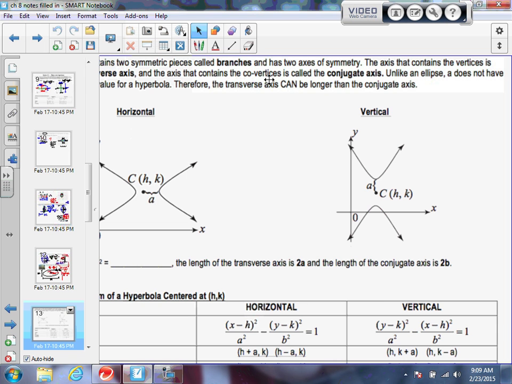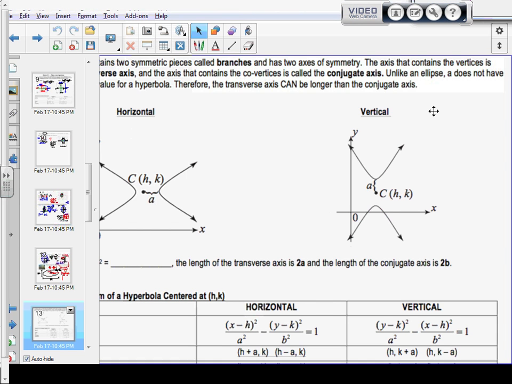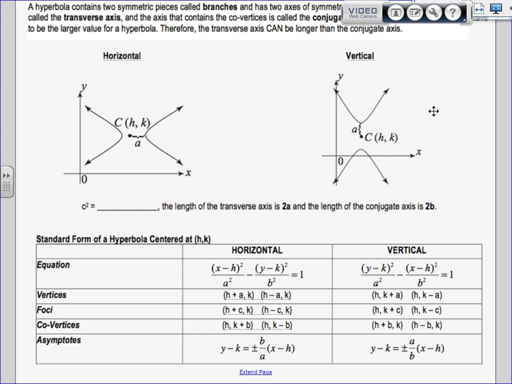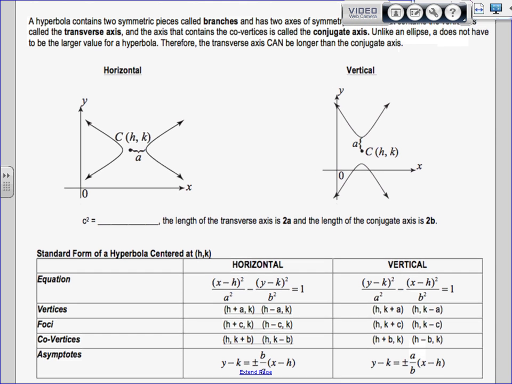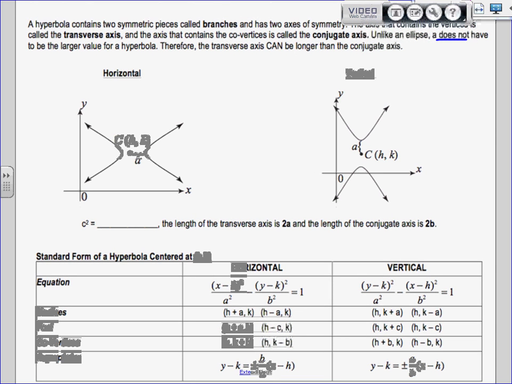3 is on hyperbolas. So you guys started the ellipse assignment. The ellipse and hyperbola equations are almost identical if you look at the two equations. The only thing that's different is you have a minus for a hyperbola instead of a plus. But they're almost identical. The other thing that is true is that, unlike an ellipse, a does not have to be the larger value for the hyperbola.